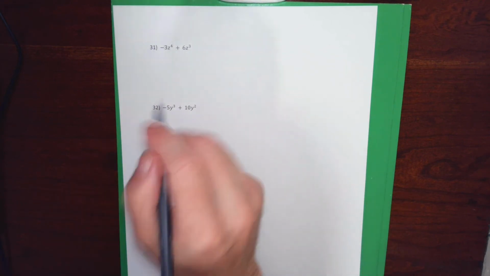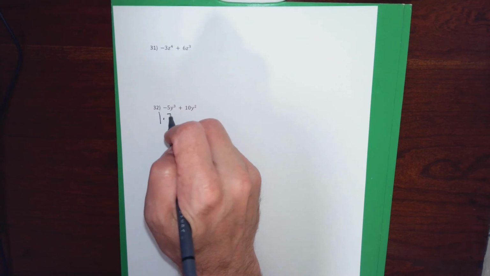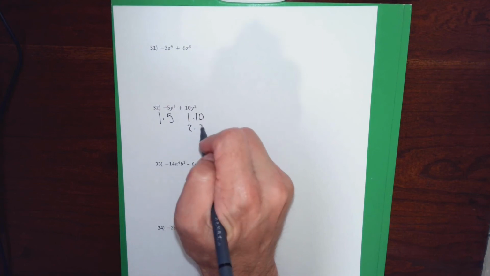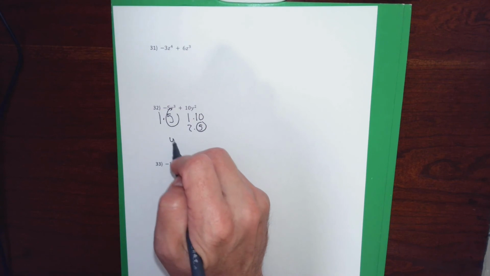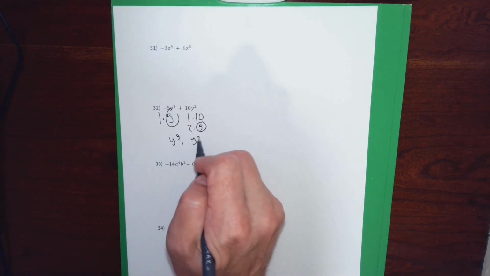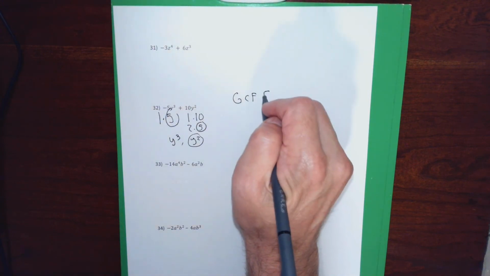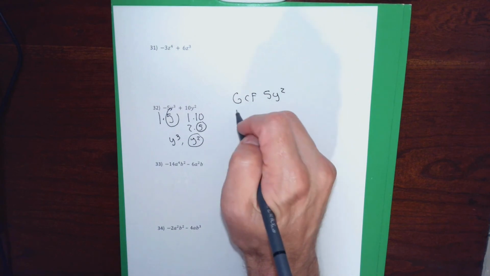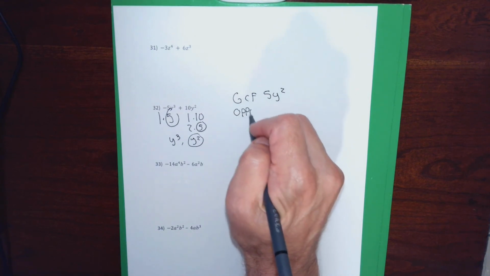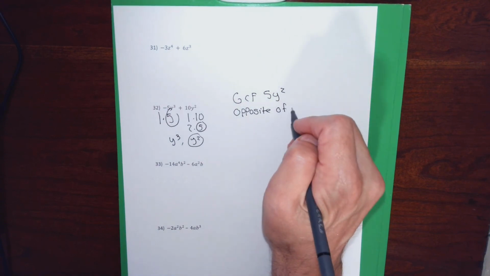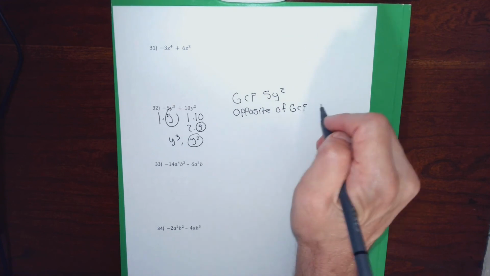So, 32. Find the greatest common factor. I look at the factors of 5. They're 1 and 5. The factors of 10 are 1 and 10 and 2 and 5. The number part of my common factor is going to be a 5. Both terms have a y. I take the smaller exponent. The greatest common factor is 5y squared, but because the first term is negative, it would be customary, even if I wasn't asked, to factor out the opposite of the greatest common factor.